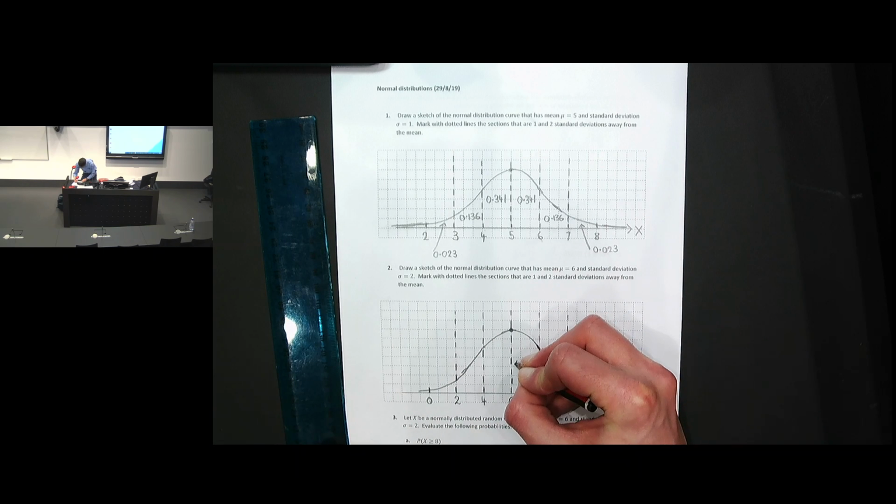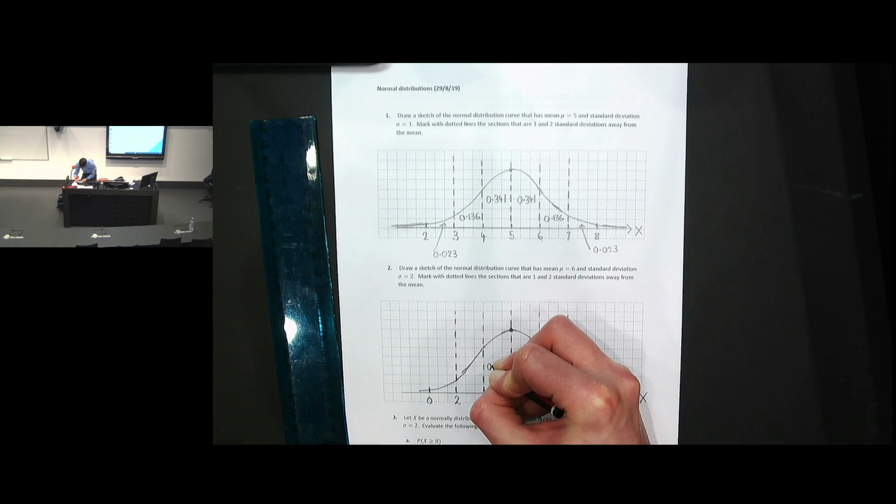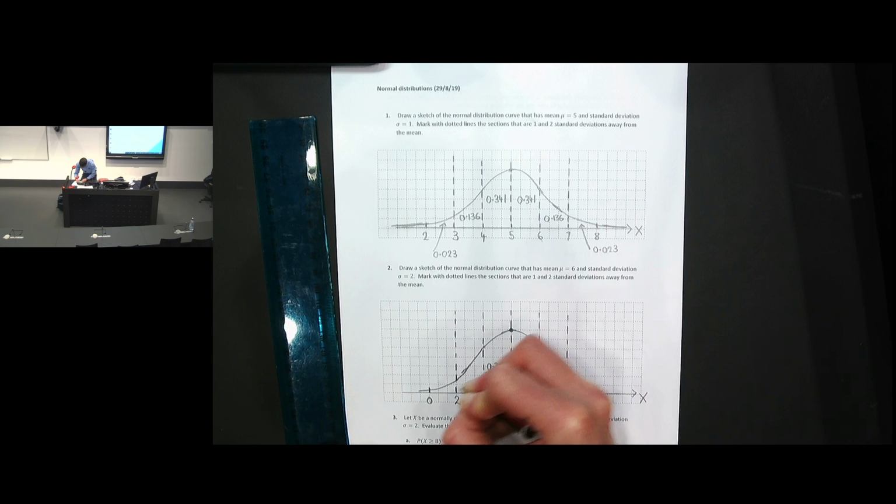In fact, these areas are also going to be identical. So pretty much everything's exactly the same. It's just that the numbers on this axis change. So if you're asked to draw a normal curve in a test or something, then you can always just pretty much draw the same thing. Just be careful how you label up your axes.